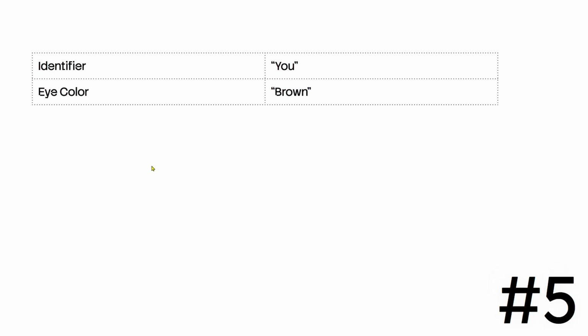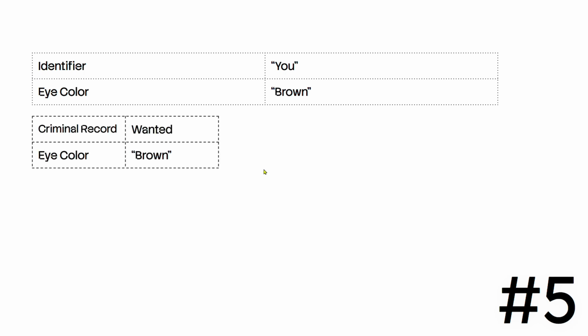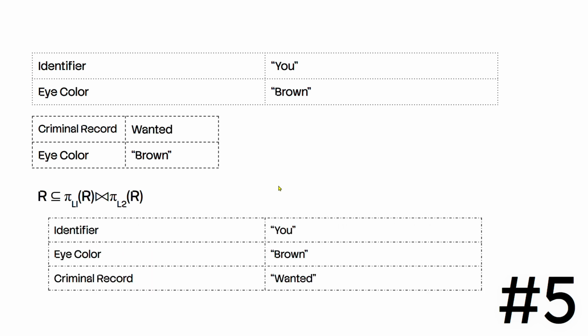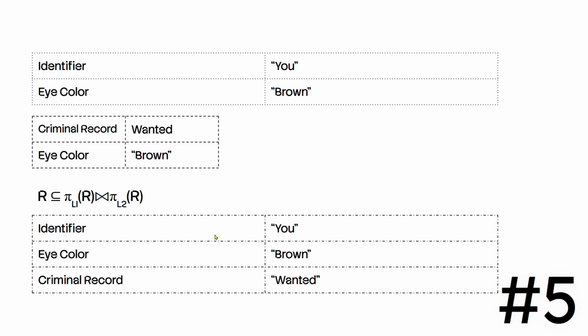If you join two tables, which are both equally true, say your name is you and your eye color is brown, and merge them with something else that is true, like for someone else, their criminal record is wanted and their eye color is also brown, you can get something that's false derived from two true things. Identifier you, eye color brown, criminal record wanted. This is probably not true.